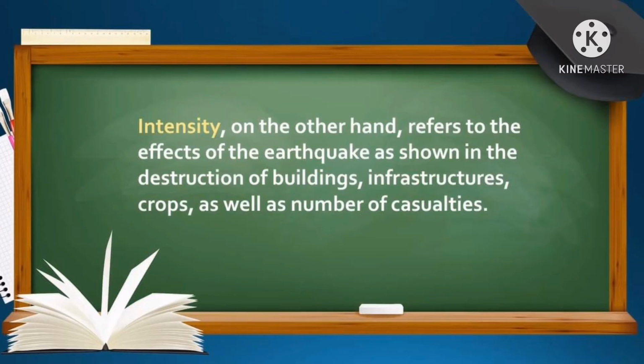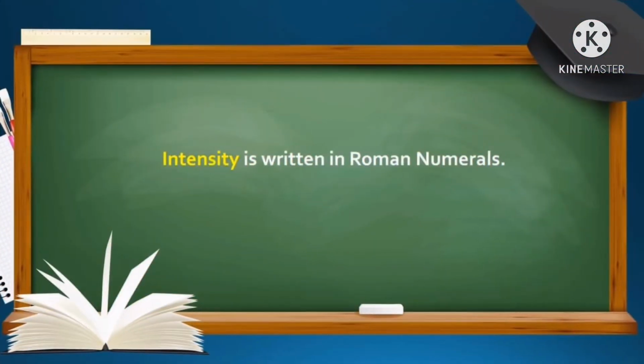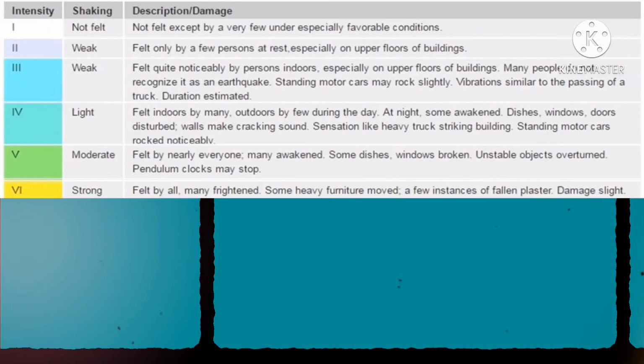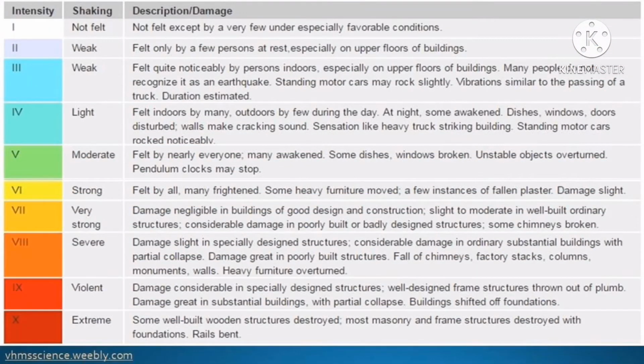Intensity, on the other hand, refers to the effects of the earthquakes as shown in the destruction of buildings, infrastructures, crops, as well as number of casualties. Intensity is written in Roman numerals. Here is the description of the damage caused by intensity.